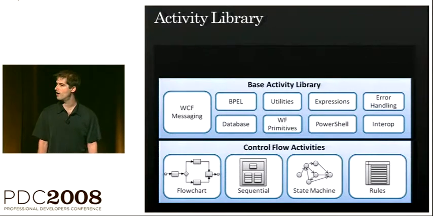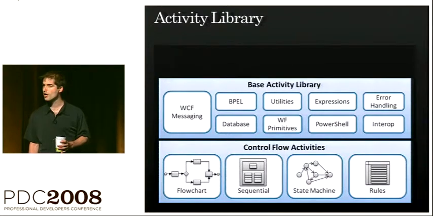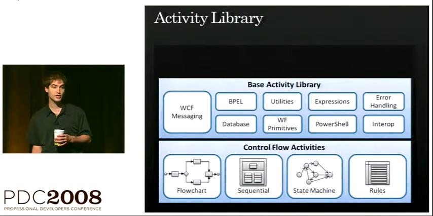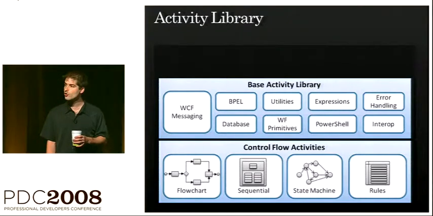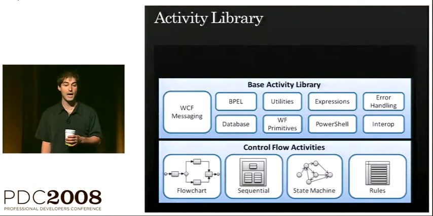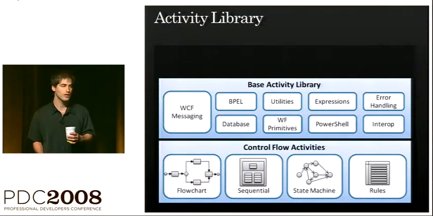We also ship with a BCL of activities that we call the base activity library. The base activity library provides a number of primitive WF activities for interacting with the system, such as cancellation, transactions, persistence, and termination. In addition, we provide integration activities to systems such as PowerShell, databases, and we provide a rich set of WCF messaging activities for when you want to write a workflow that happens to be a service and integrate with the WCF system.